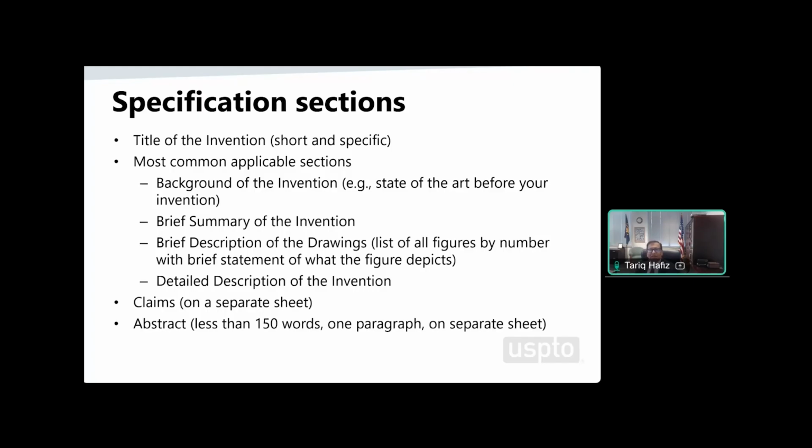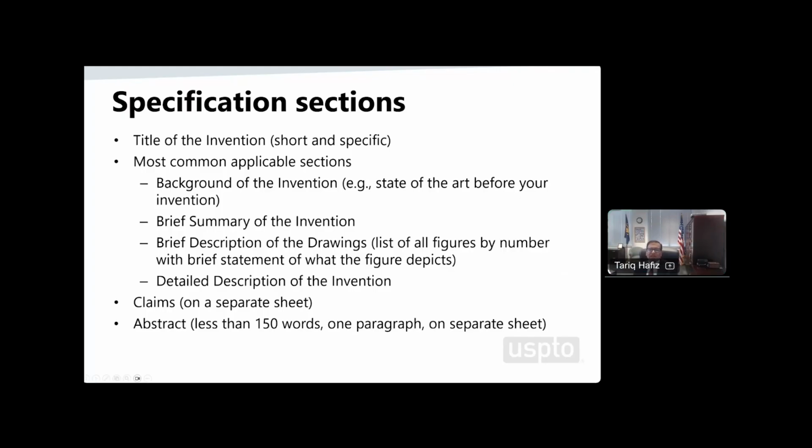Claims are required. They have to start on a separate sheet and be numbered consecutively in ascending order. Abstract is required, less than 150 words, and is a concise statement of the technical disclosure of the new subject matter of the patent application. And yes, we actually do count the words. You'll have an examiner count the words, and if it's more, you'll get some type of objection from the examiner.